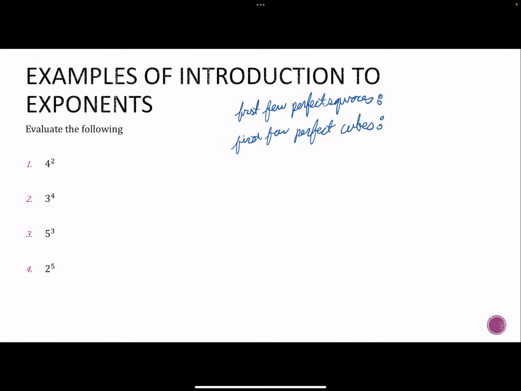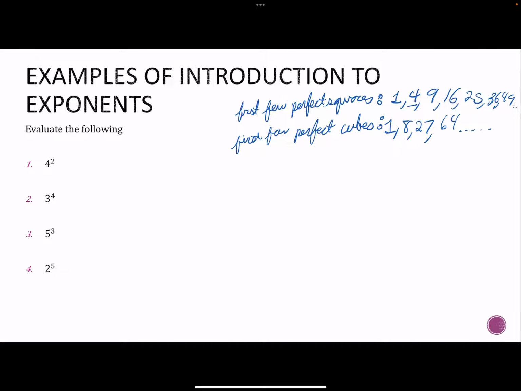So the first few perfect squares are 1, right? 1 squared is 1, 2 squared is 4, 3 squared is 9, 4 squared is 16, 5 squared is 25, 36, 49 is 7 squared, and onward, right? Those are the perfect squares, and those are good to know. The first few perfect cubes would be 1 cubed is 1, 2 cubed is 8, 3 cubed is 27, 4 cubed is 64. And it goes up from there.